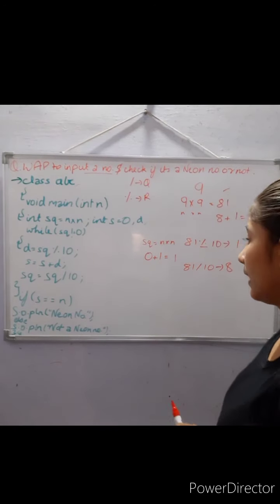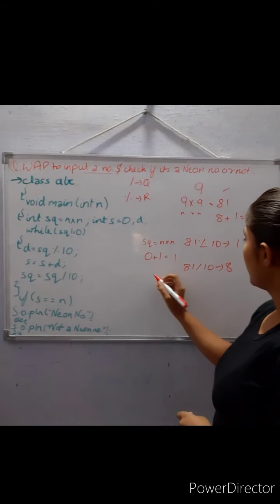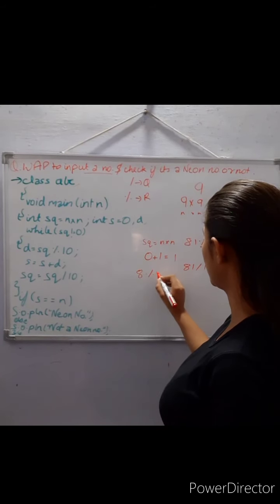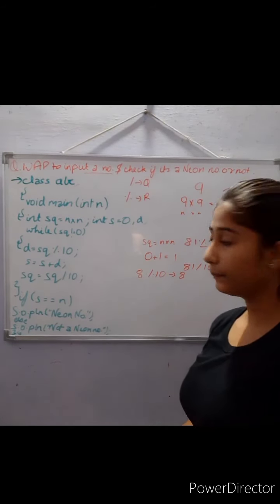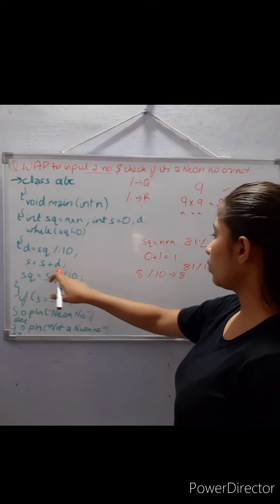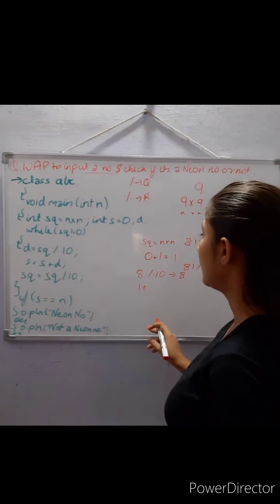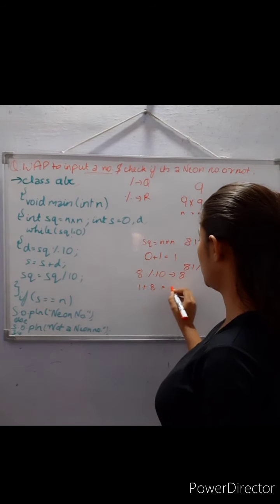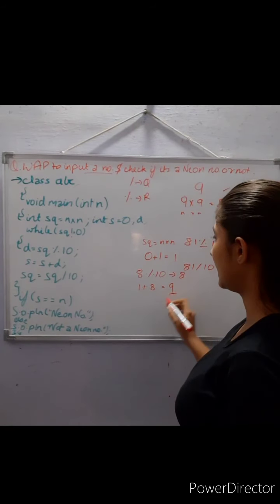Now again coming back to this step, the number is now 8. So 8 modulus 10, we'll get the remainder 8. So now the value of s is equal to s plus d, and s was 1. So 1 plus d, which is 8, so now it's going to be 9. So the final value of sum is 9.